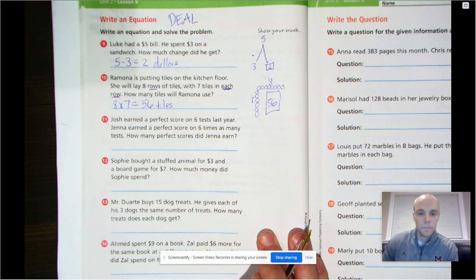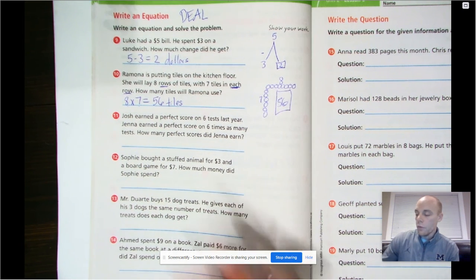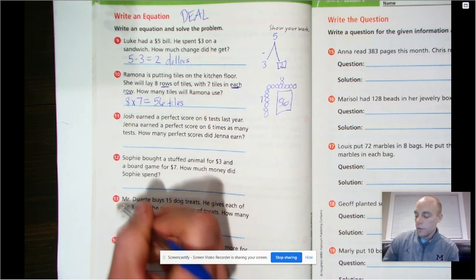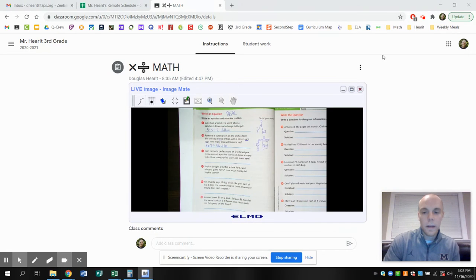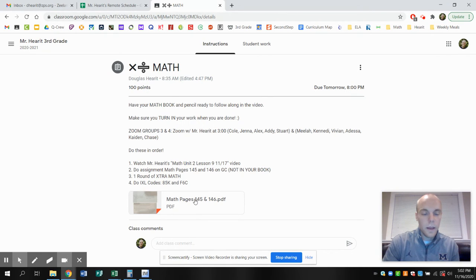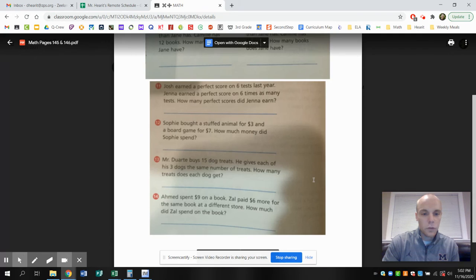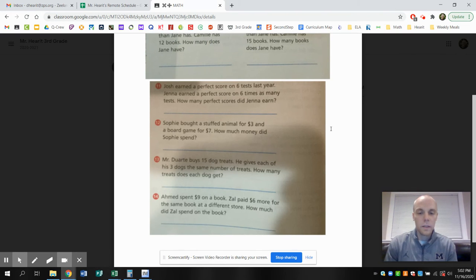Good work, friends. Awesome. You friends are going to do 11, 12, 13, and 14 on your own. You're going to be doing that on your math book work page. Those are copied right in there. Do them right here, friends. You can even write over on this white part here too to draw your pictures and things like that.